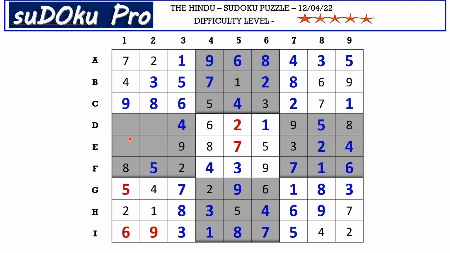So in column 1 there are 2 empty cells and the missing numbers are 1 and 3. You have a 1 here. So D1 takes 3 and E1 takes 1. 6 goes here in E2 and 7 goes here in D2. And the puzzle is solved.